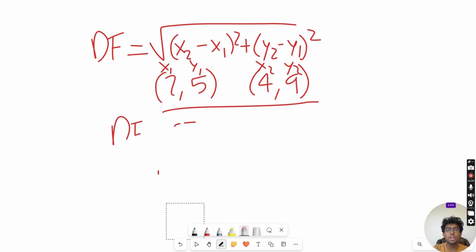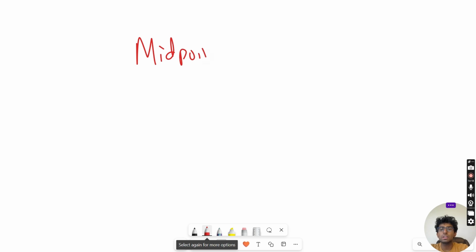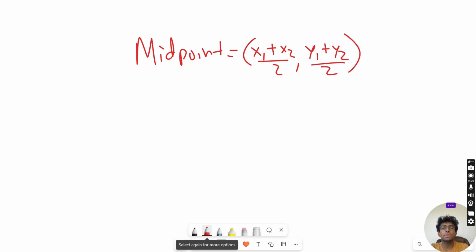The midpoint formula, on the other hand, is a little different. So the midpoint is basically you're trying to find the midpoint between 2 points. So the midpoint formula would be x1 plus x2 over 2, comma y1 plus y2 over 2. This would help you find the exact midpoint, the exact coordinate that is in between two other points.